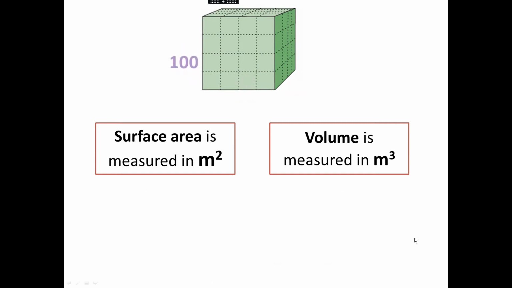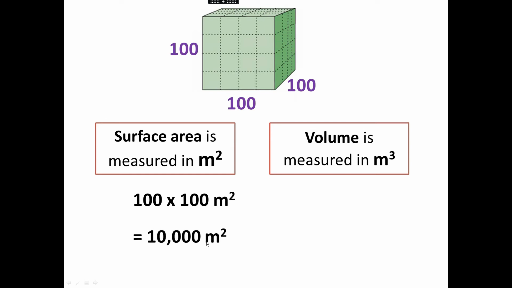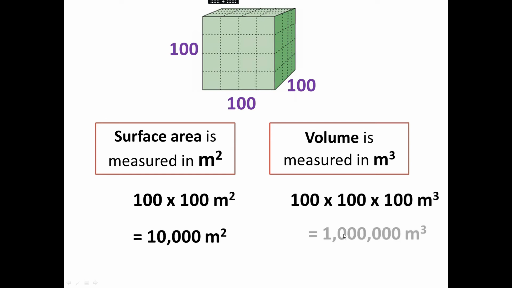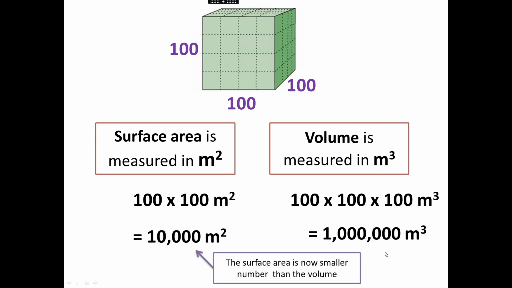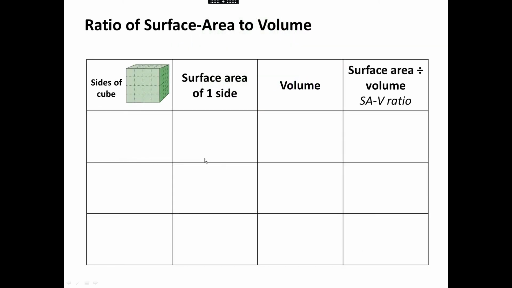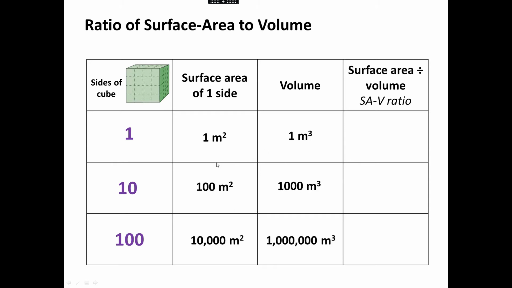If we had 100 meters to a side, then the area of one side would be 10,000 meters squared, 6 sides would be 60,000 meters squared, and the volume would be 1 million meters cubed, or 1 times 10 to the 6 meters cubed. Right, now, let's just summarize that. So the side of the cube is increasing by a factor of 10 each time. And if we work out the surface area of one side and then the volume, we would get these results. So this is what I just said a moment ago.